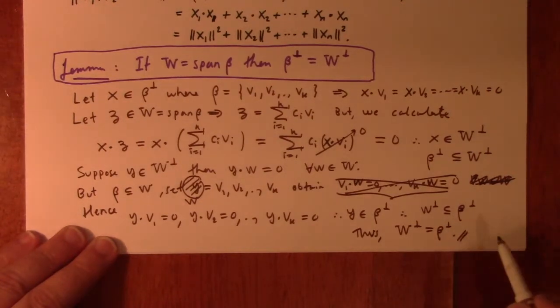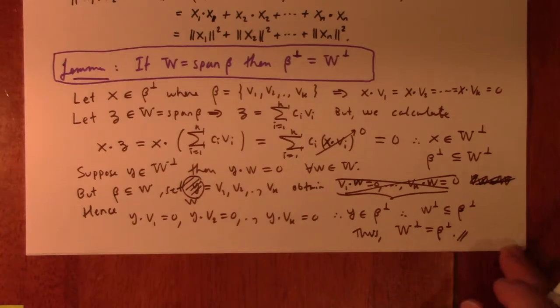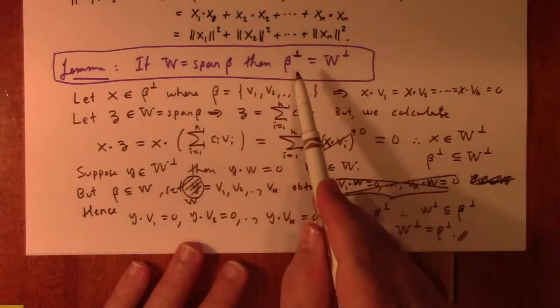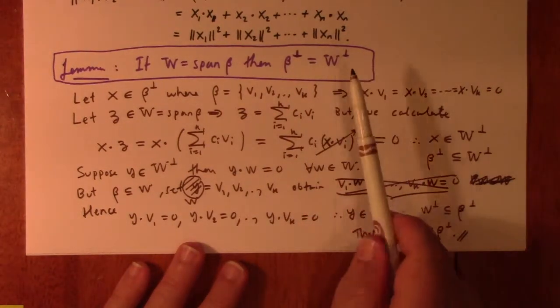Which goes to show you that the thing we did in lecture wasn't wrong. It suffices to calculate the perp with respect to a generating set if you're looking at a subspace.